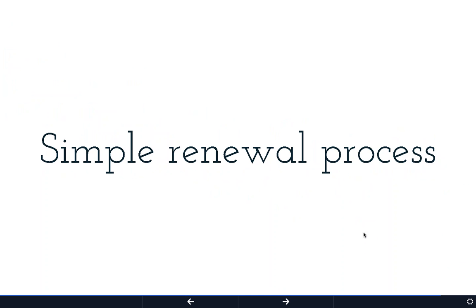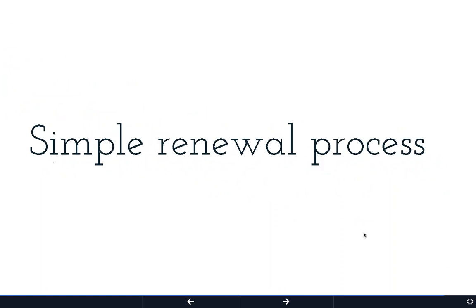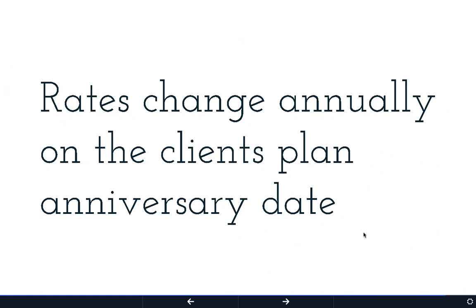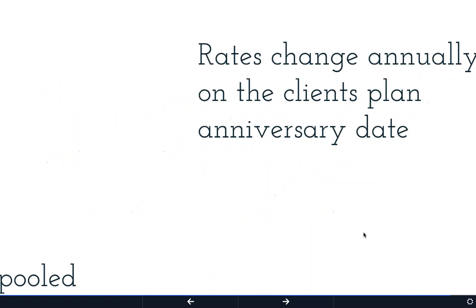The renewal process is very, very simple. The rates change annually on the client's plan, and they change on the client's anniversary date. So the rates are set in advance. They're set online. Those change every July 1st, and they haven't changed very much, if at all, over the last couple of years. So if you sign up a case on June the 1st, they're going to have 12 months of rates to next May 30th. Then the rates are going to change. So they change on the policy anniversary date, not when they change online.